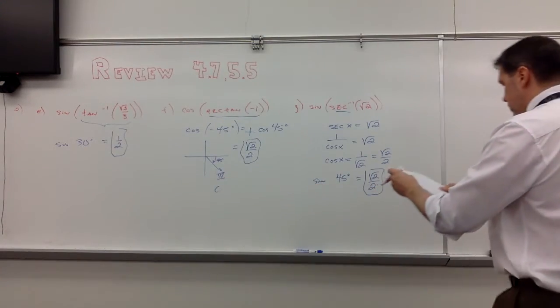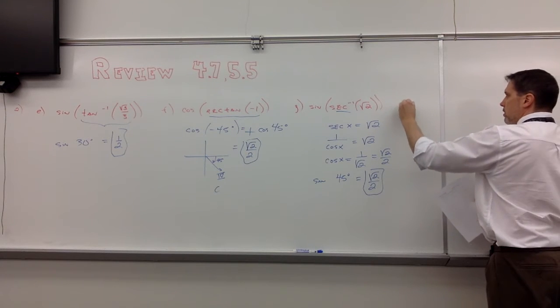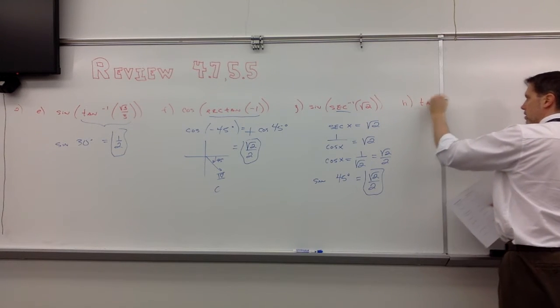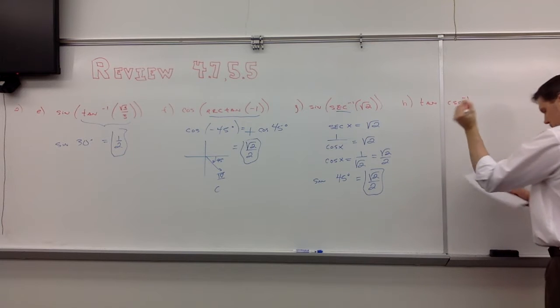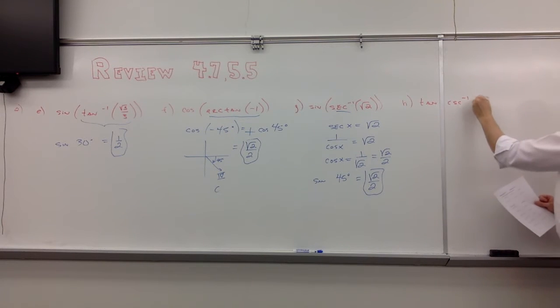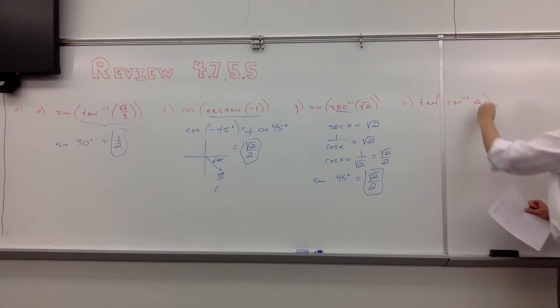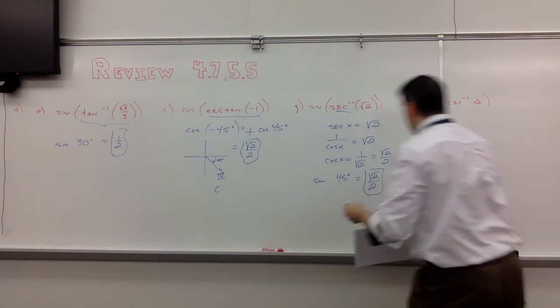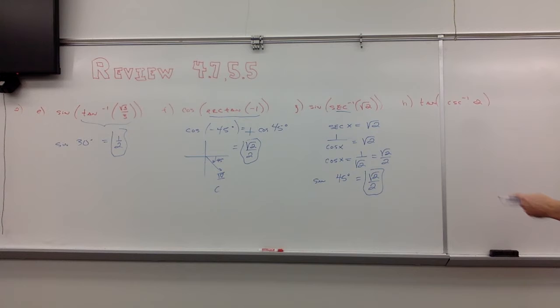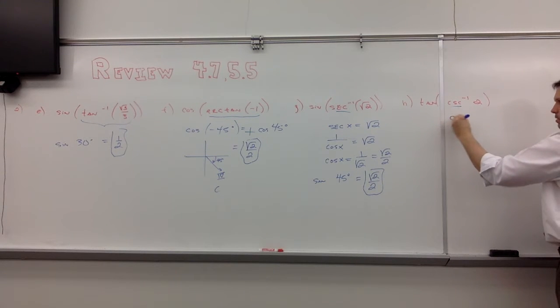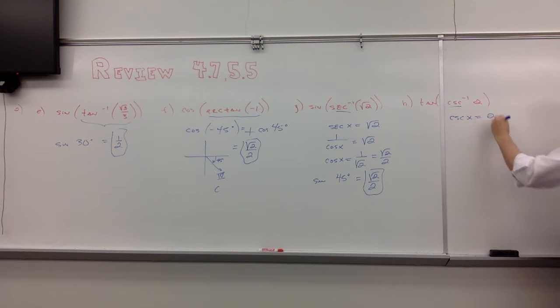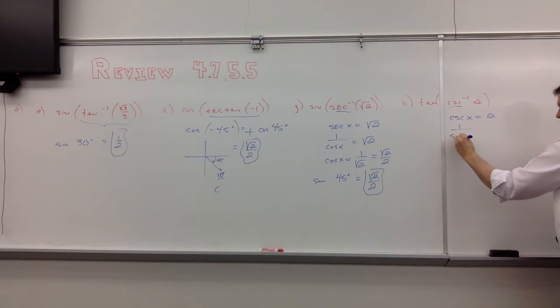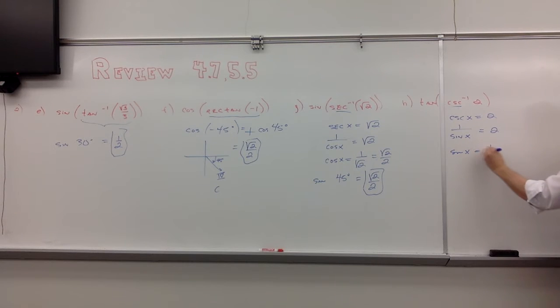Hey, H, we got tan of cosecant inverse of 2. Let's have a look. All right, start off again with, not a favorite of mine, but here we go. Cosecant of x equals 2. That's 1 over sine of x is equal to 2, or sine of x equals 1/2.